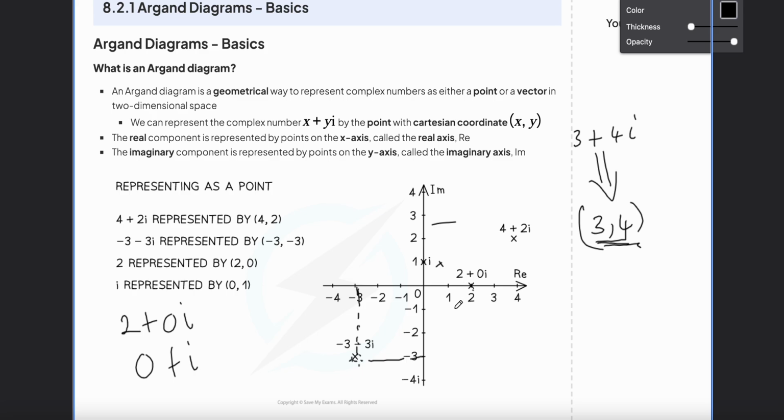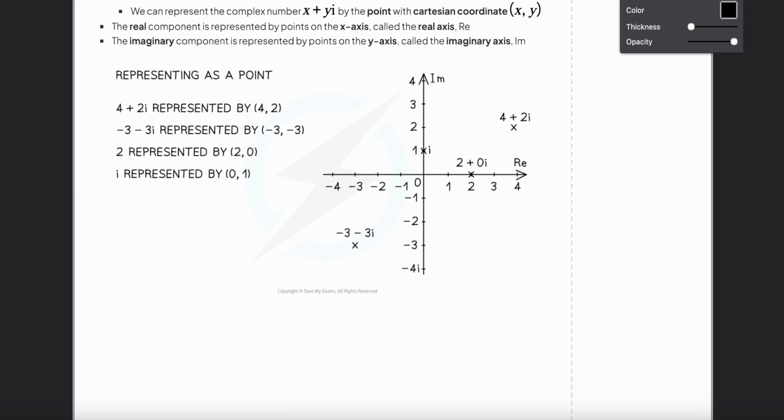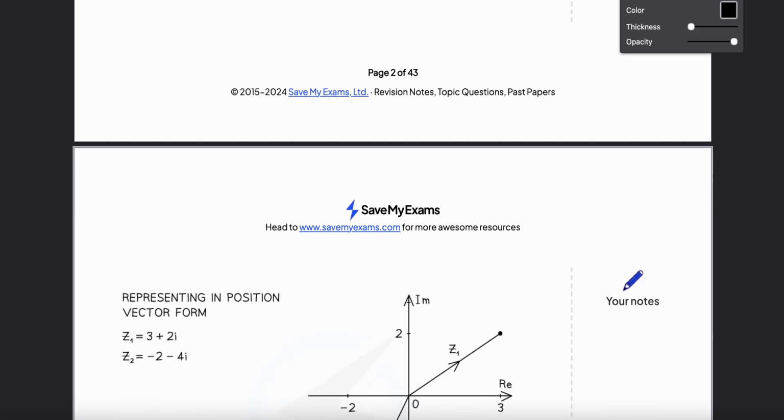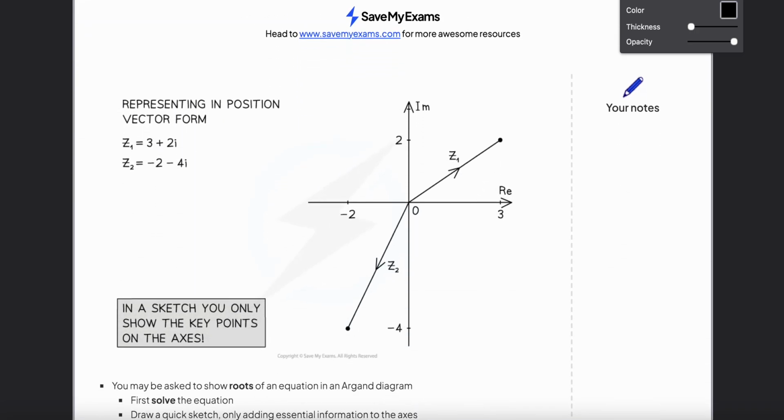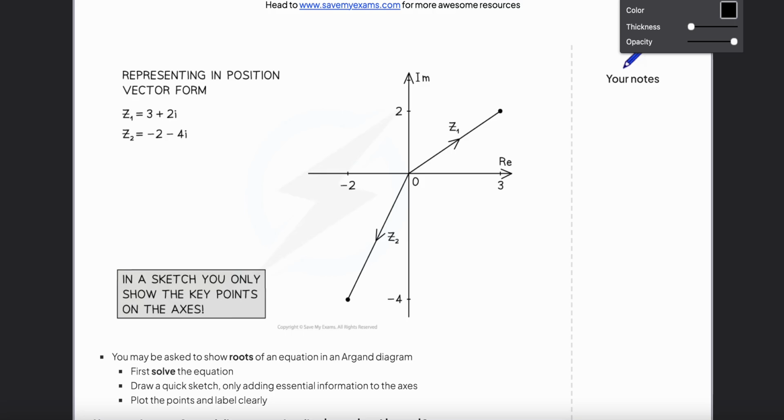Okay, so now we want to move on to representing the complex number as a vector. We're going to represent a complex number as a position vector, and I'm assuming that you know that a position vector is a vector with respect to the origin, so our vectors are going to be linked to the origin.